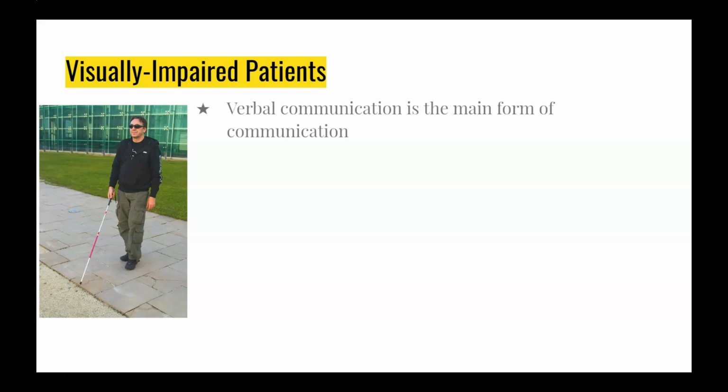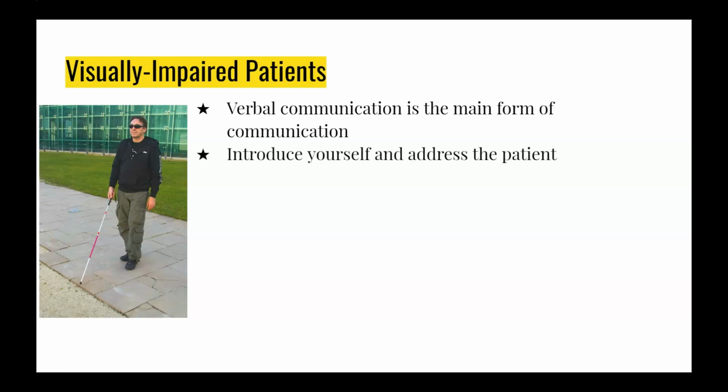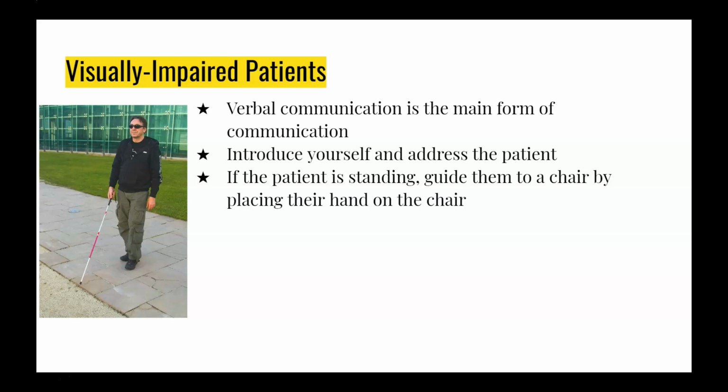Visually impaired patients, verbal communication is the main form of communication for them. When you go out to a reception area to see your visually impaired patient, you want to introduce yourself and make sure you address the patient. Once you address the patient, then they know you are talking to them. If the patient is standing, you can guide them to a chair by placing their hand on the chair to show them where their chair is at.